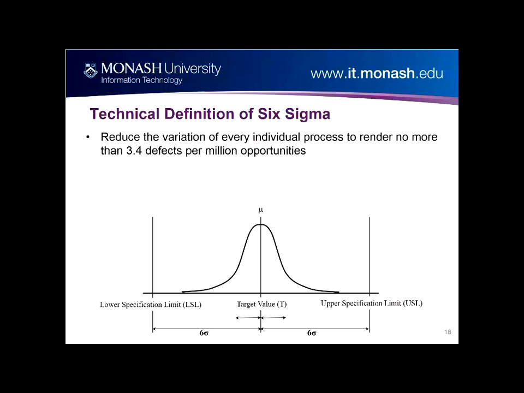Reduce the variation of every individual process to render no more than 3.4 defects per million opportunity. PMO, per million opportunity. In other words, you manufacture 1 million pieces of product or goods or whatever. The very most you target is 3.4 pieces are defective. No matter how you do 1 million times, you're aiming for 3.4 defects per million opportunities. And that is really a small defect.